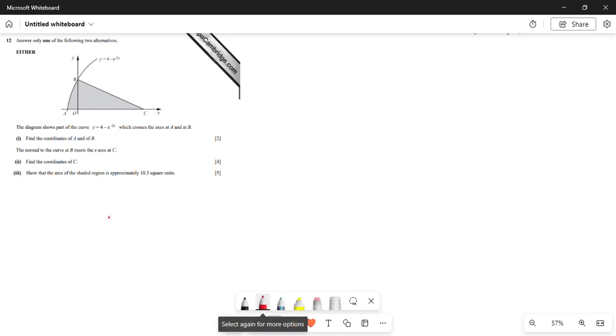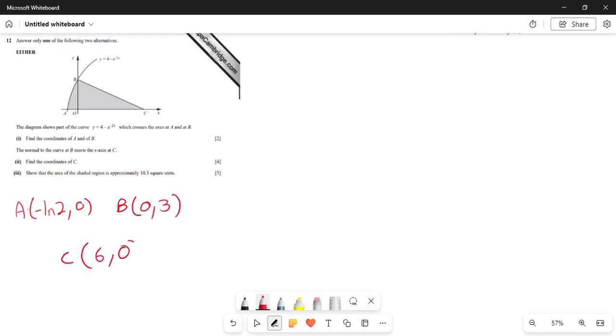So let's see what we have here. We have coordinate A, negative ln2, 0. Coordinate B, I'll be using red pen, is the biggest question. B is 0, 3. Now we have C, 6, 0. Okay, so we have this, right? Firstly, what you have to know is this OBC sector does not connect with the y equals 4 minus e power negative 2x line. If you look closely, it doesn't really connect.